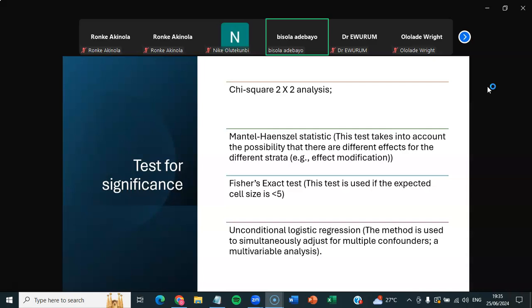I didn't bother bringing that in because at this stage, I know that we're all researchers, and usually when you run your data in SPSS or R or EpiInfo, you can do the chi-square 2x2 analysis. So that already tells us. Chi-square, we use it for categorical data. We can do our chi-square, and you can also do your Mantel-Haenszel statistics. It's all in the data.